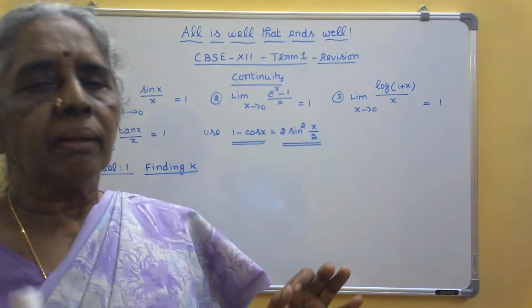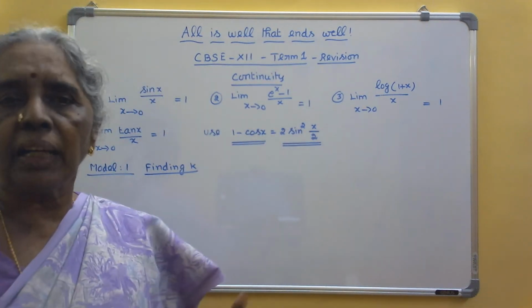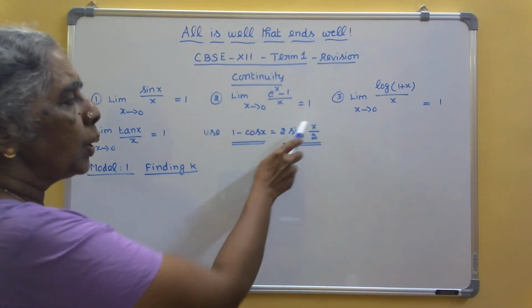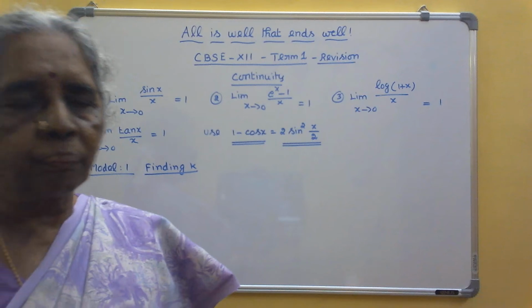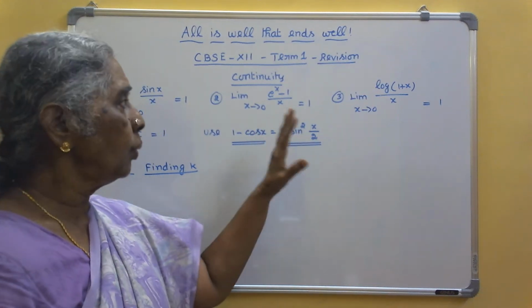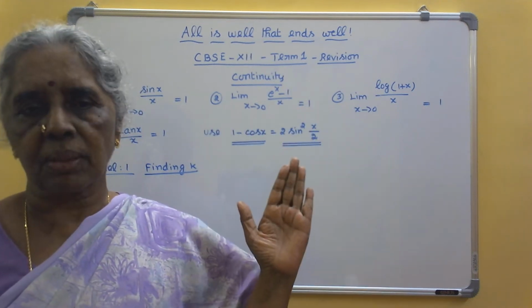Then when a trigonometric function comes, there is this one formula in trigonometry, that is the half angle formula we call, right? That is 1 minus cos x is equal to 2 sin squared x by 2. Supposing here you have 2x, here you will get x like that. So this formula also we will be using in many sums.